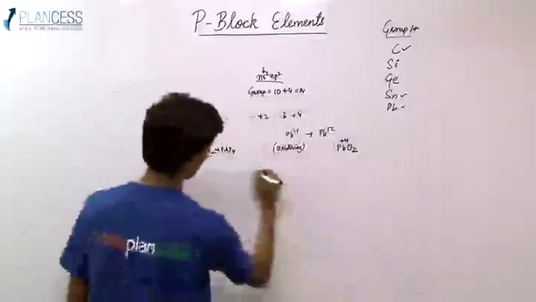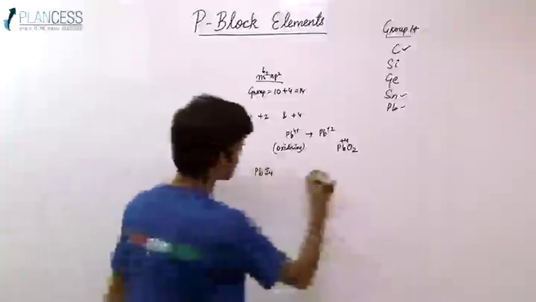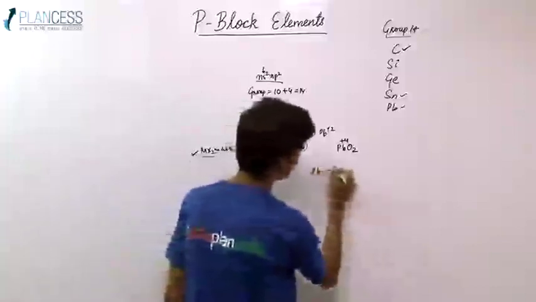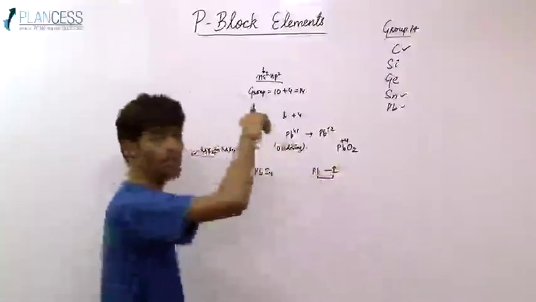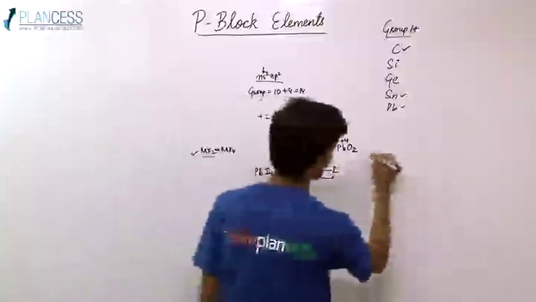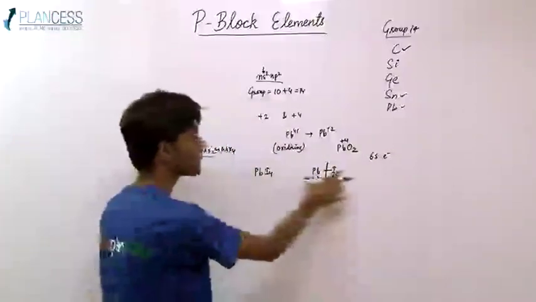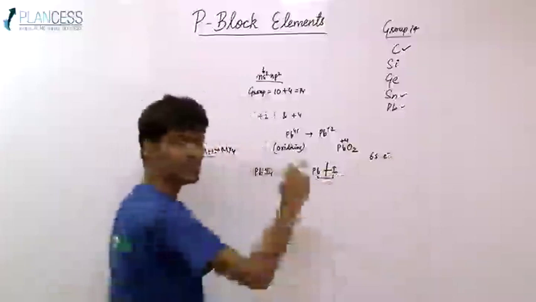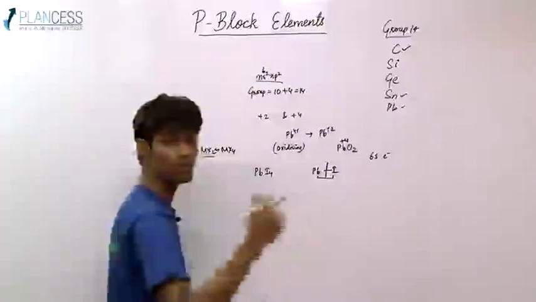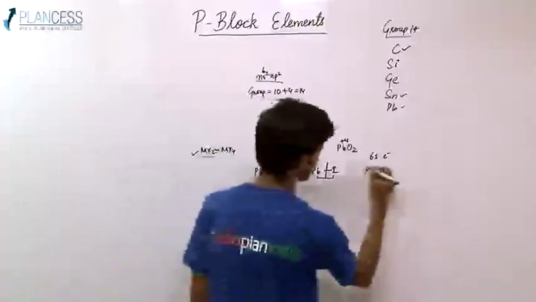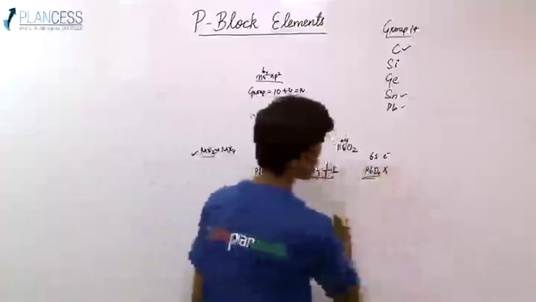However, PbI4 doesn't exist, or is very unstable, because the energy released by the formation of the Pb-I bond is not enough to compensate for unpairing the 6s electrons and exciting one to the next higher orbital so that it can form 4 bonds. Therefore PbI4 doesn't exist in nature. This is an important thing to note.